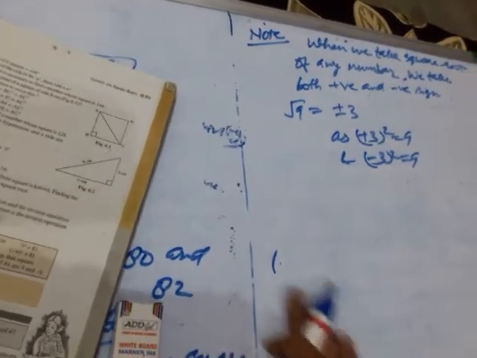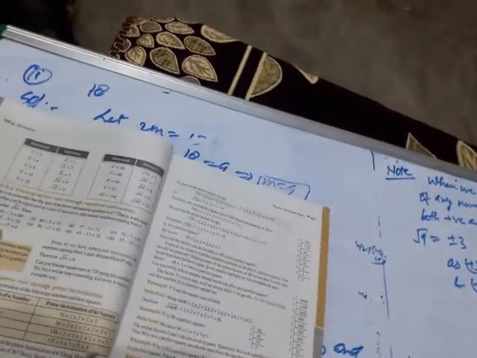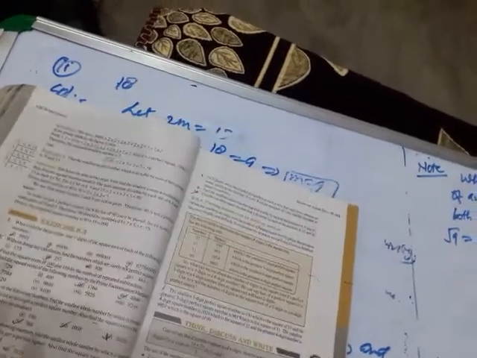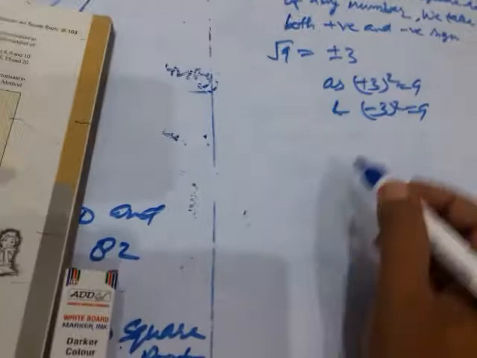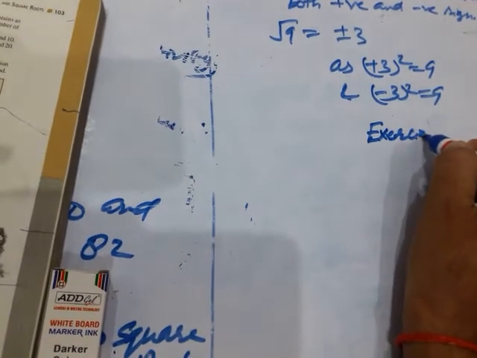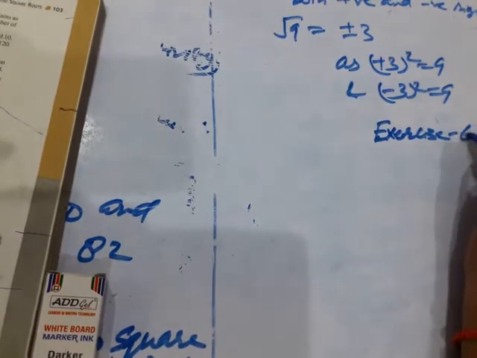Okay children, so this is now square root. Now finding square root, let us move ahead. Now but here clear in your syllabus, clear we will take only this positive square root only. Clear. Now let us move to exercise 6.3. Exercise 6.3 children. What is it about? Let us move to exercise 6.3.